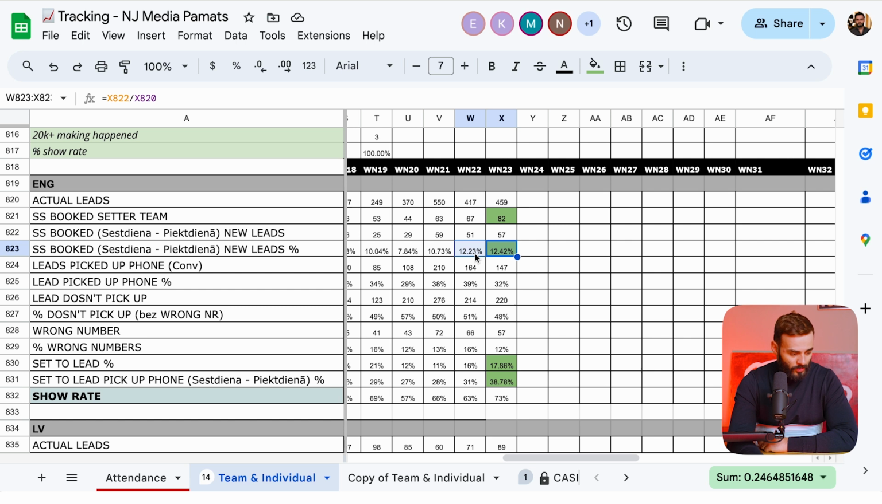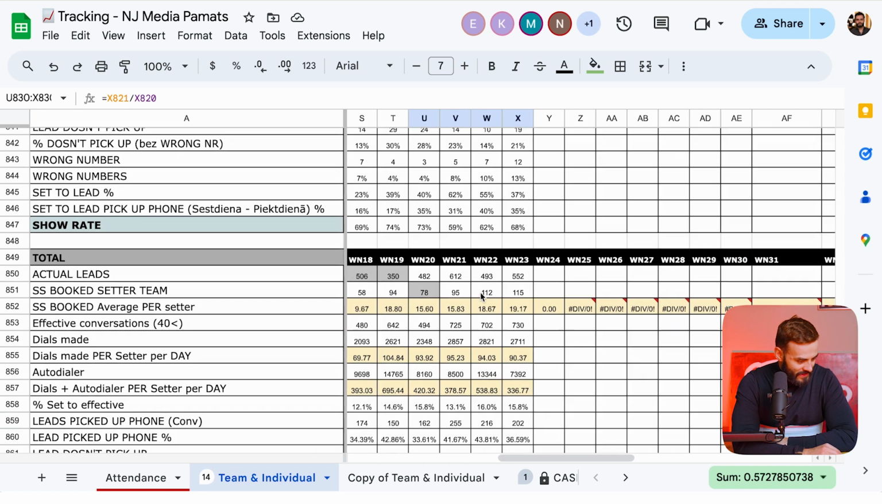So 12% we booked. This is how many percent of people actually did pick up the phone that week from those leads from that week. This is how many people did not pick up their phones, and this is how many people left a fake number, which we flag as fake. So 12 to 16% of people leave fake numbers. And this is the total percent of people we actually booked as calls in that week.